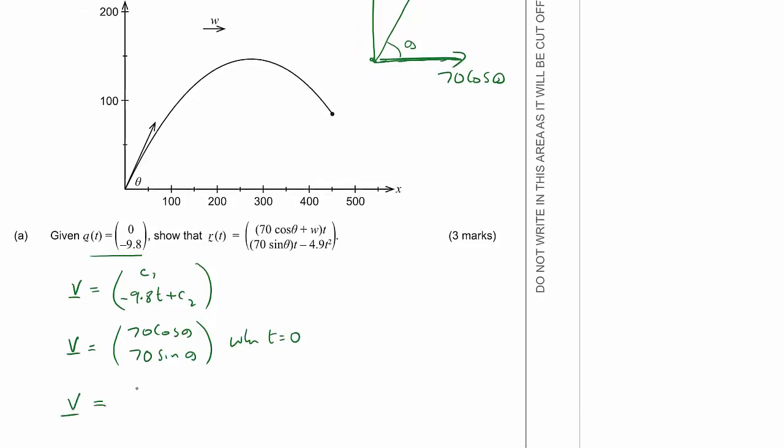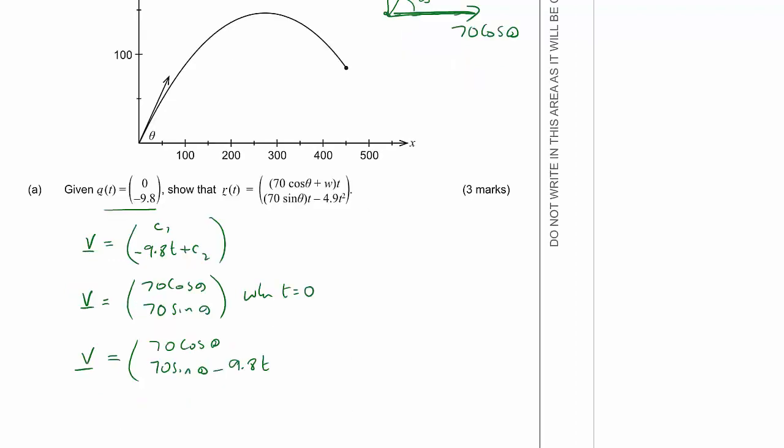So our velocity vector would be 70 cos theta and 70 sine theta, take away 9.8t. But we also need to take into account that there is a helping wind. So we need to add that in to the horizontal component.